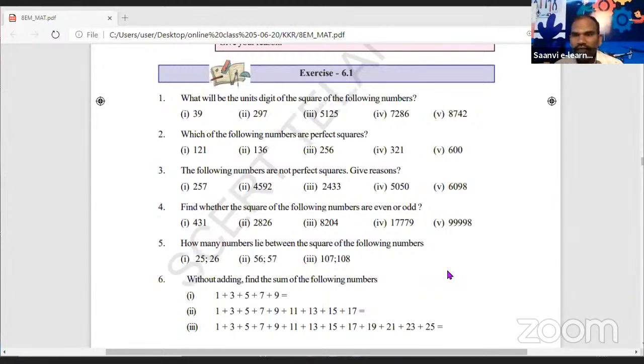Next, 8742 whole square. The unit place is 2. 2 square is equal to 4. So 4 is the unit place of the square of 8742. Next, which of the following numbers are perfect squares?